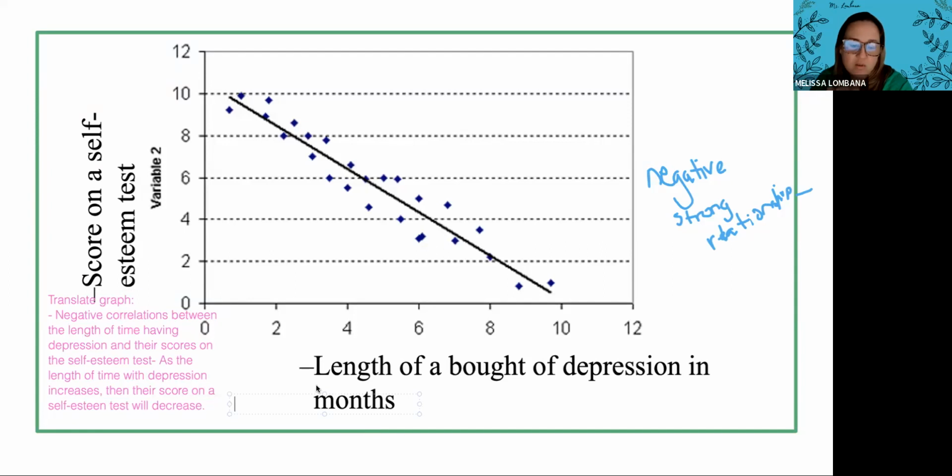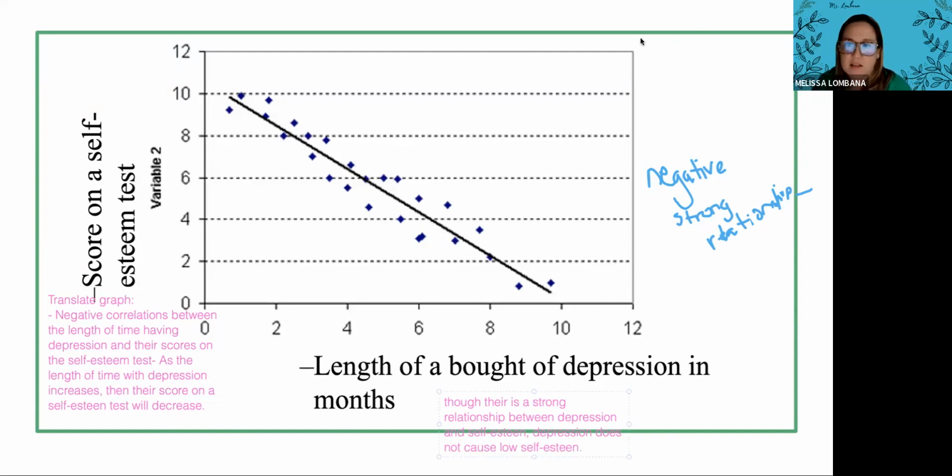And you always want to make sure that you write that though there is a relationship or a strong relationship between depression and self-esteem, depression does not cause low self-esteem. Okay, so keep that in mind because, like we've said, correlation is not causation.